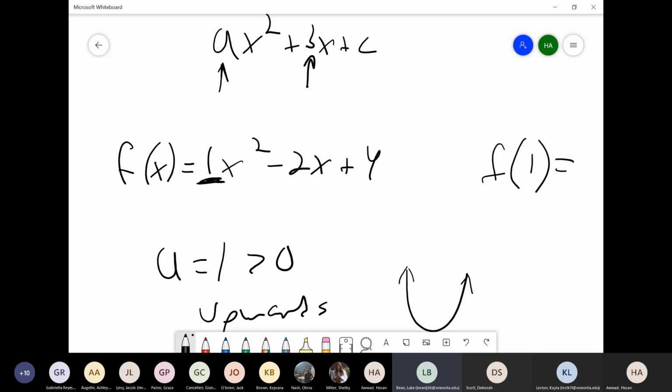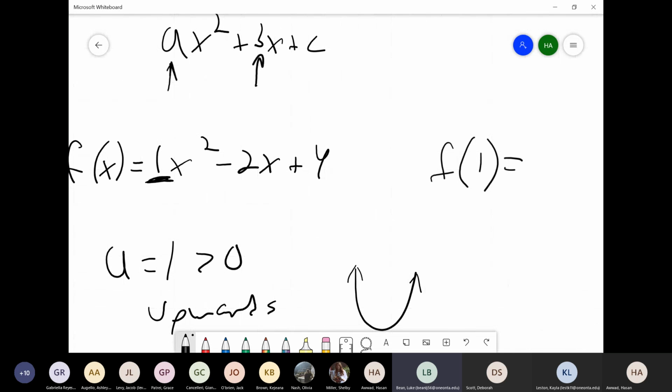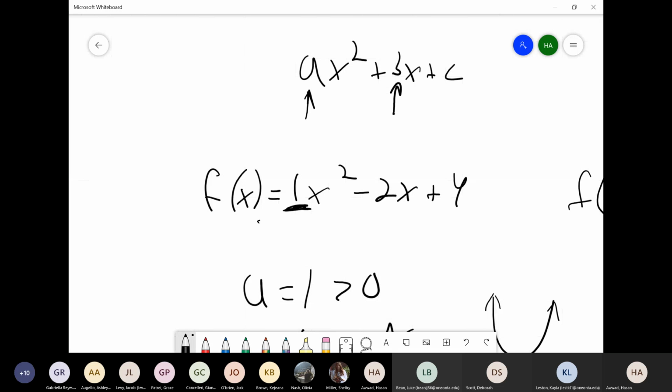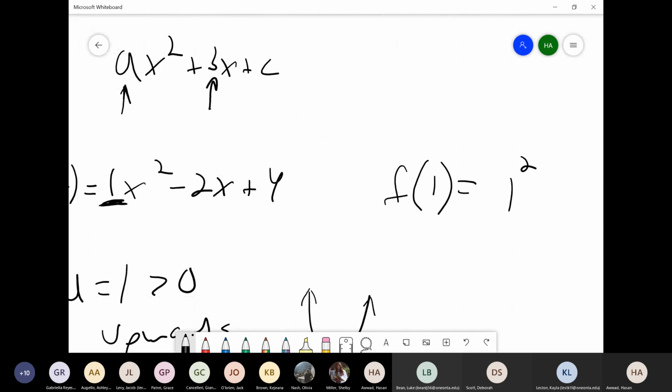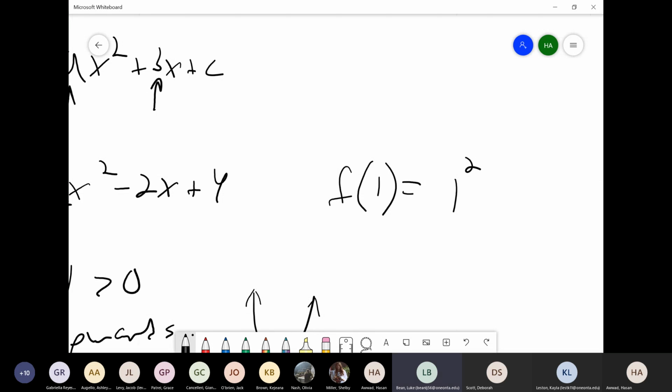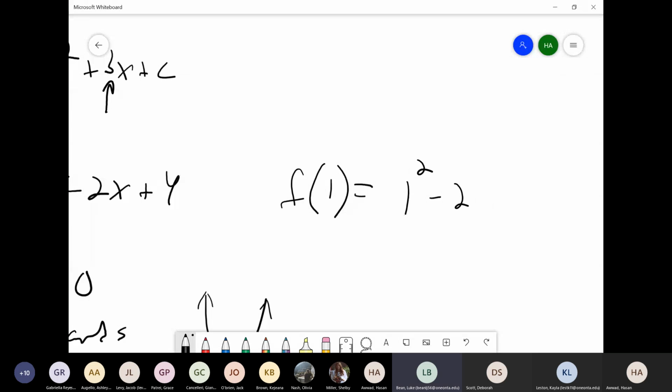So do we plug it into the negative 2 first? Well, we're plugging 1 in for wherever there's an x in our whole function, right? So let's first start with the x squared, because we're just reading from left to right. So we know that we're going to have a 1 squared because we're plugging in 1 for x. So just keep going from there. Okay, and then it'll be negative 2? Yep, because it's negative 2 times 1. Perfect. And then plus 4?